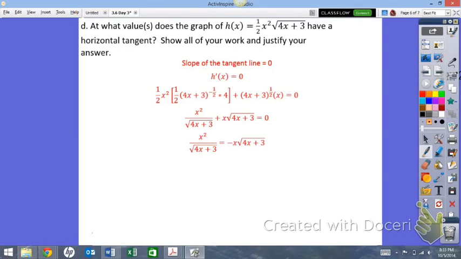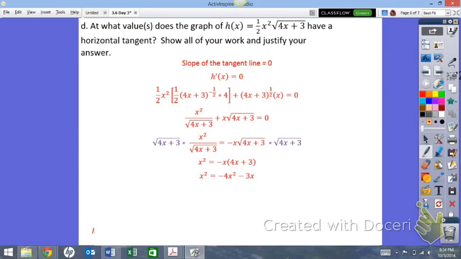So I now have x squared over the square root of 4x plus 3 is equal to a negative x square root of 4x plus 3. To get rid of my fractions, what I'd like to do is multiply both sides by this square root of 4x plus 3. So if I multiply this side by square root of 4x plus 3, then I need to multiply the right side as well. On the left, those are going to cancel. On the right, square root of 4x plus 3 times the square root of 4x plus 3 is just going to leave me with 4x plus 3. So I then have x squared left equals a negative x times 4x plus 3. I can distribute the negative x through on the right.